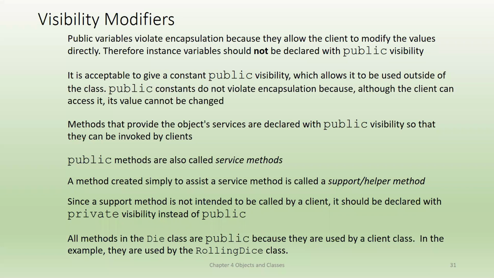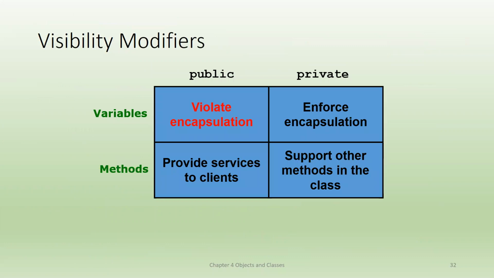You can read this on your own. We talked about this already. So public, you never make your variables public. So you never do that. Your methods should be public, and your variables should always be private. And some methods can be private if they are supporting methods, which we will discuss later, but not in this chapter. So instance variables private, methods public.